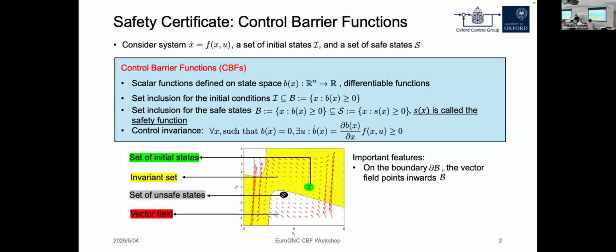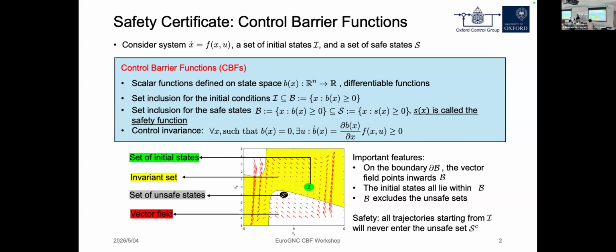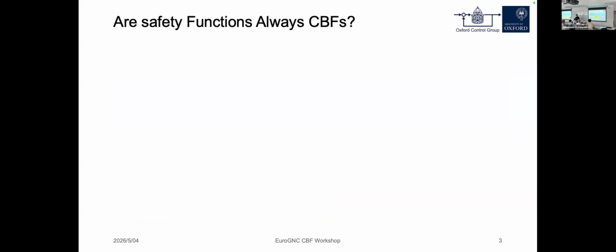Also, we can observe on the boundary, though it is a little small, that all these red arrows represent the vector field of the autonomous system. On the boundary of the invariant set, denoted by partial B, all these small arrows point inwards to the yellow set. They point inwards to the invariant set. The set inclusion conditions also hold in this figure. So we can conclude safety, meaning all trajectories starting from the set I will never enter the unsafe set, the complement of S. So we can conclude safety for this case.